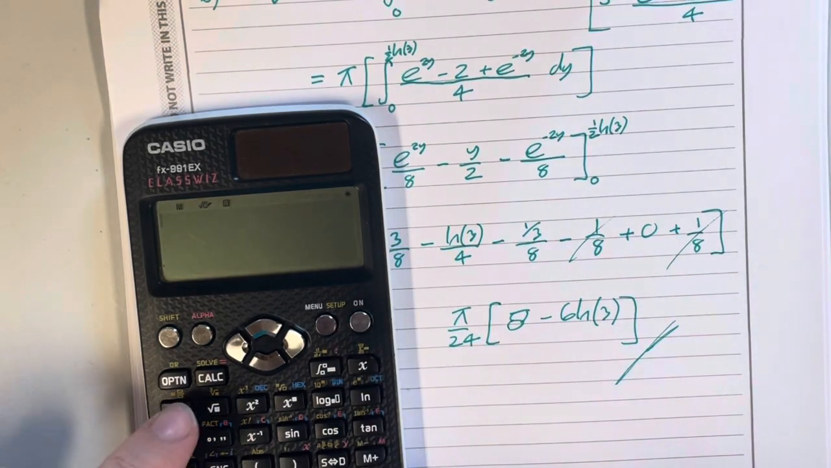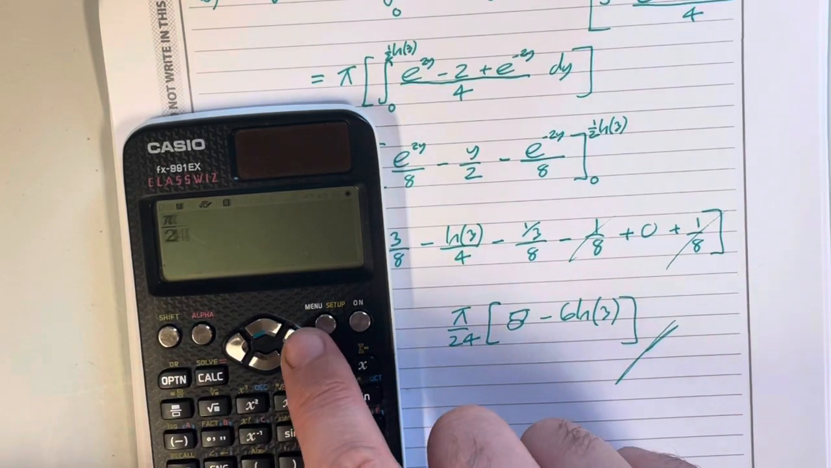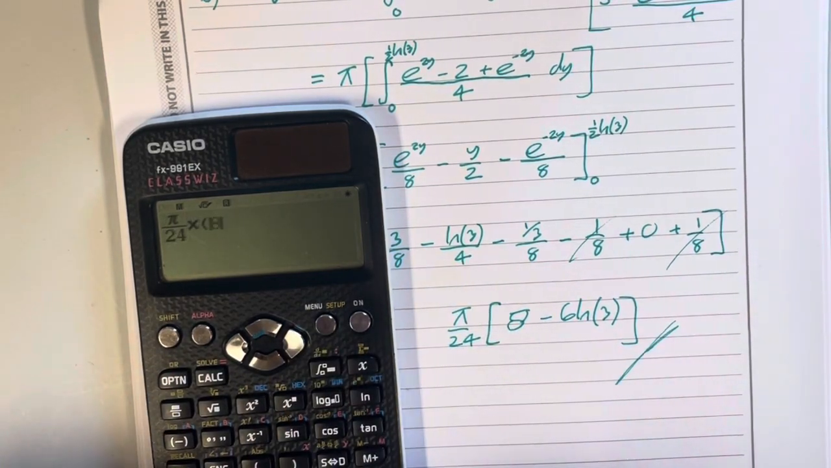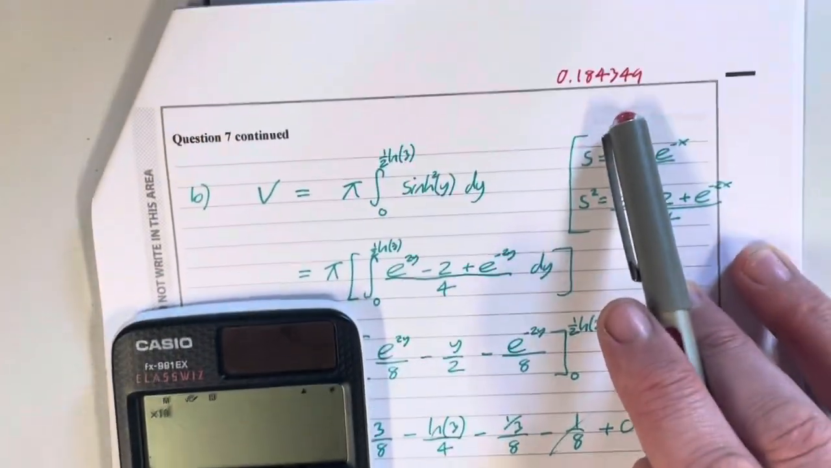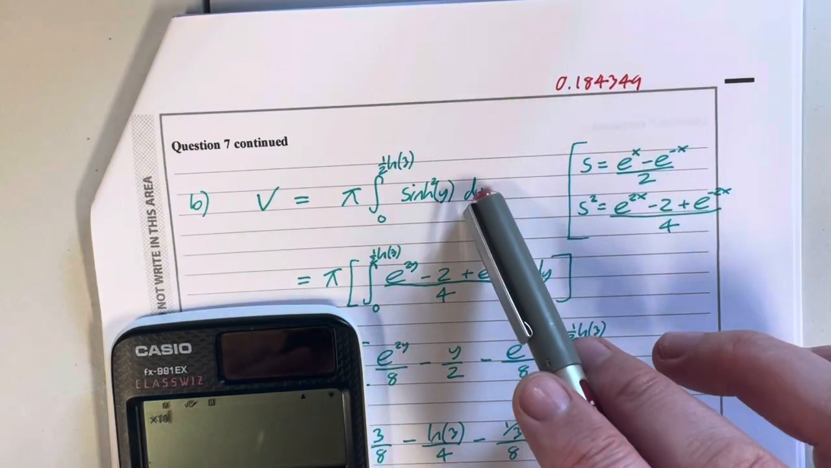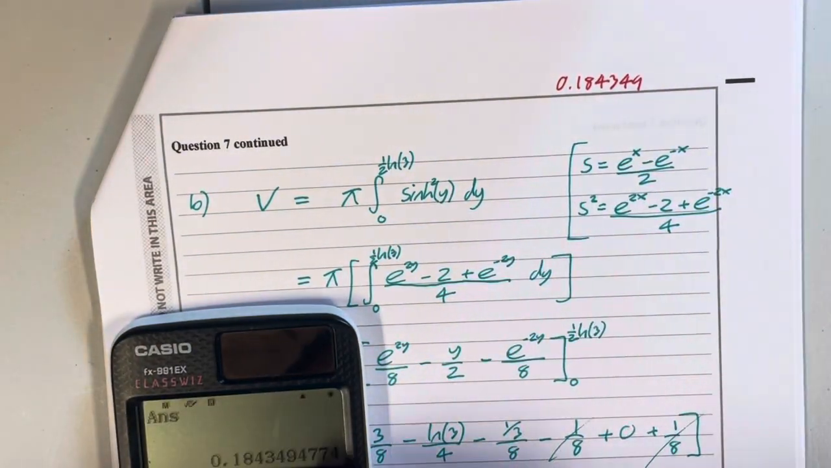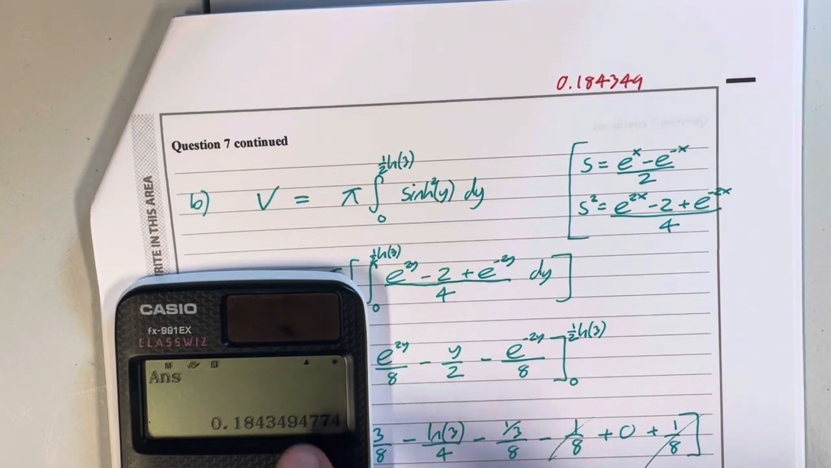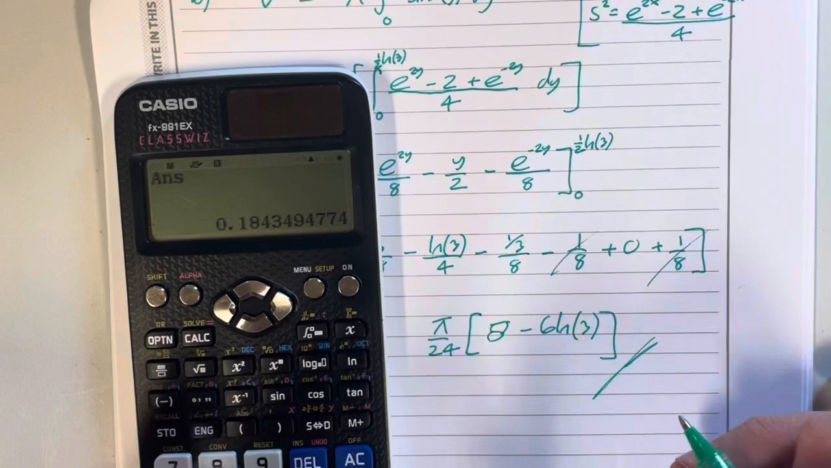Okay, and this number here, pi on 24 times 8 minus 6 log 3. Good, that comes out as the same number. So I wrote the number down up here from the integral. The calculator gave me that number as the integral, and the calculator just gave me the same number from my calculation here. So I can confirm that I'm happy with that.